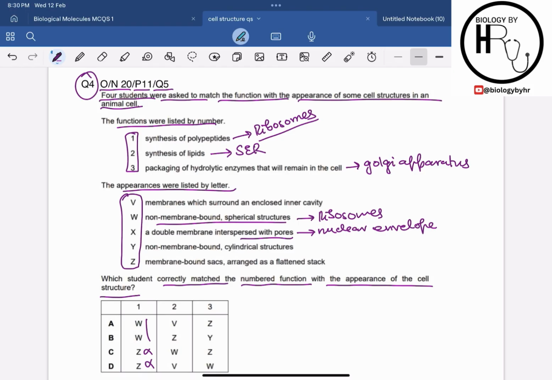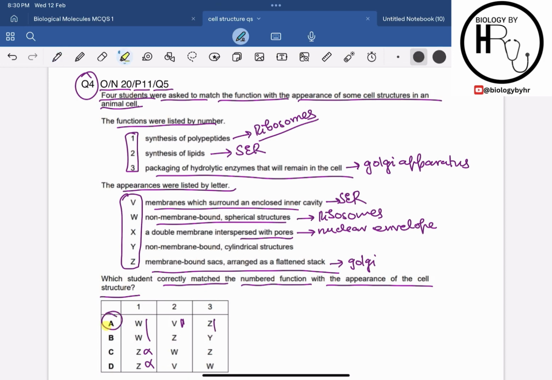2 is the synthesis of lipids. So I already told you the smooth endoplasmic reticulum description is the membrane which encloses the inner fluid, inner cavity, right? So smooth endoplasmic reticulum is V. 3 is the packaging of the hydrolytic enzymes, which is the membrane bound sacs arranged in the flattened sacs. These are the Golgi bodies, right? So Z. So hence the correct answer over here for this MCQ is option A.